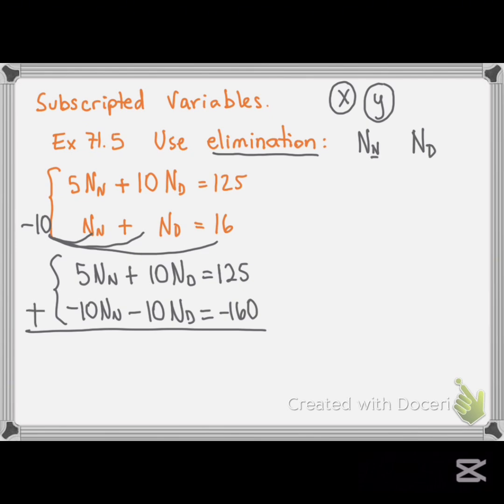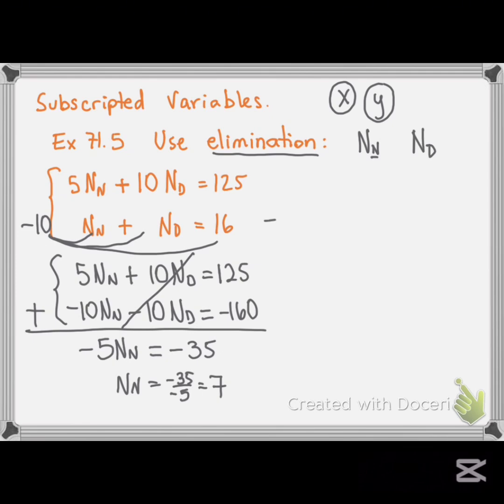We add. And these two, 5 minus 10 is negative 5 nn. The positive and negative cancel. And if I add these two, 125 minus 160 is negative 35. Now we're ready to divide. Negative 35 divided by negative 5 is 7. So the nn, whatever represents the number of nickels, is 7 nickels.